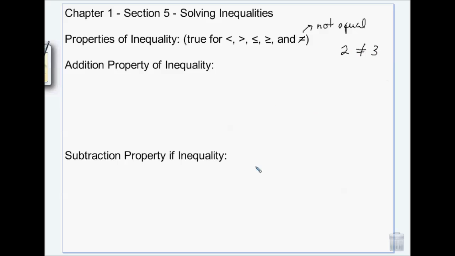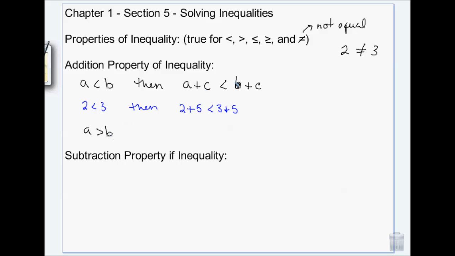That's true. Okay. So the addition property of inequality says that if A is less than B, and if I add something to both sides and it's the same something, it's still less than. So for example, if 2 is less than 3, 2 plus 5 is less than 3 plus 5. Right? 7 less than 8, still true. Works the same way for greater than, less than, everything.